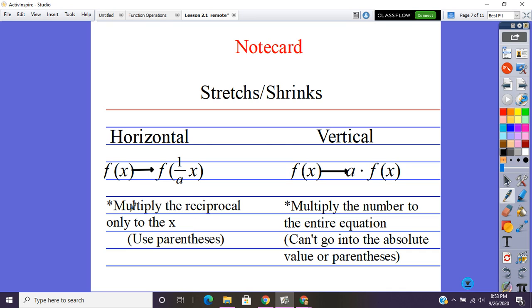Horizontal, you're going to multiply the reciprocal only to the x. So this is going to go directly on the x, and I would recommend using parentheses for that. And the reciprocal means if it's a horizontal stretch of 2, you're going to multiply by half.